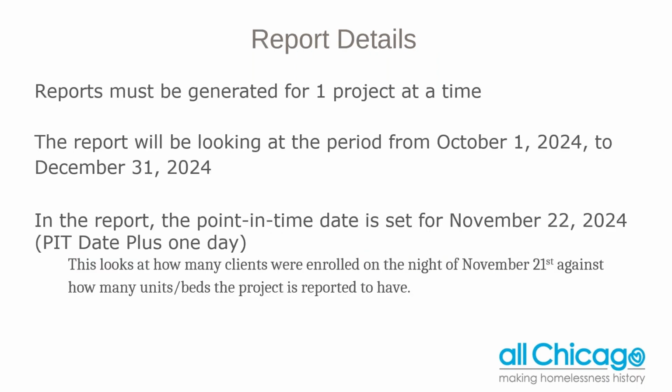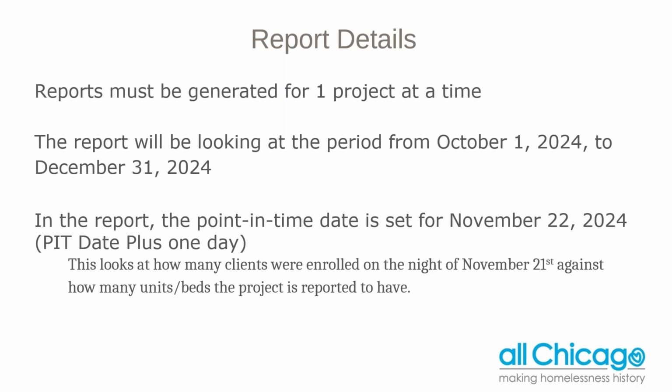So the report details. When you're running a report in Business Objects, the prompts are already preset for you, so you don't have to make any adjustments to the dates. The only thing that you'll add is the project that you're running it for, so the project ID number. All reports must be generated for one project at a time. So if you have 3 emergency shelter projects, you shouldn't run one data quality report and include all 3 projects in it. Each project needs its own individual data quality report.